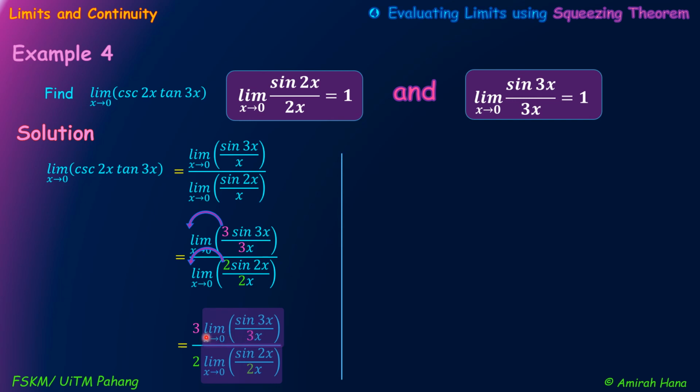After that, we can replace limit x approaches 0, sine 3x over 3x with 1 using the squeezing theorem. And we replace limit x approaches 0, sine 2x over 2x with 1 using the squeezing theorem. Alright, so we get 3 times 1 over 2 times 1. And we simplify, so we get 3 over 2. This is the final answer. Right? Got it?